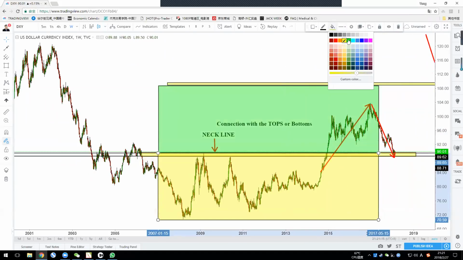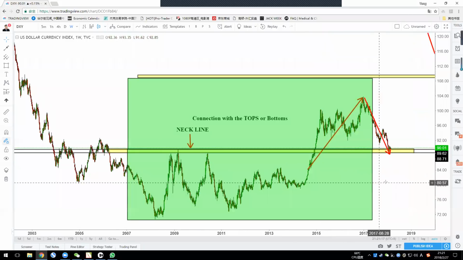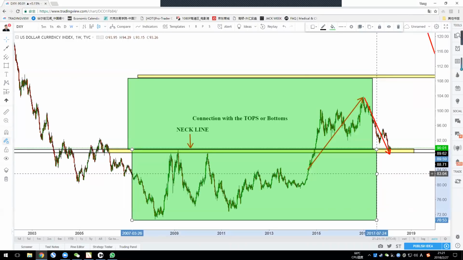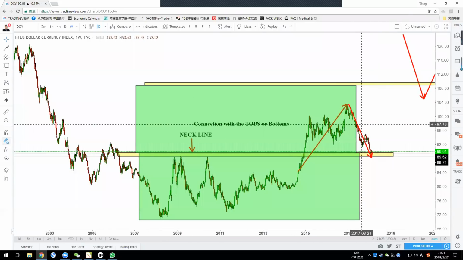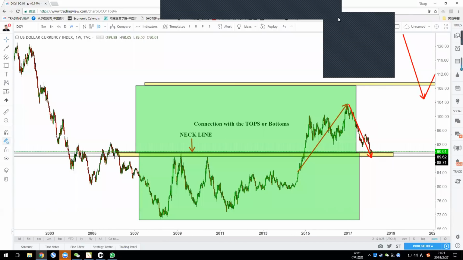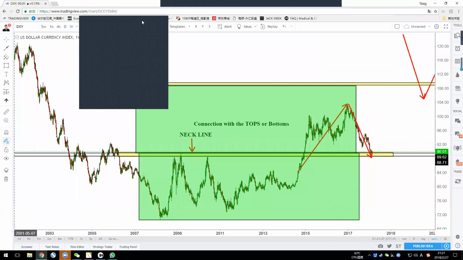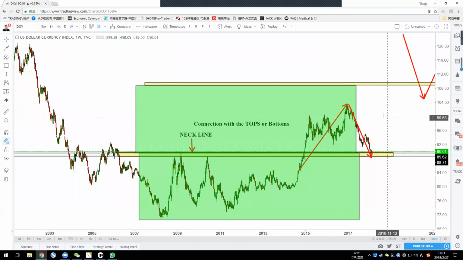What does this tell you, guys? Do you think it is a good time to buy the dollar, or do you think the dollar will still go down? Need to check price action. Okay, good point.